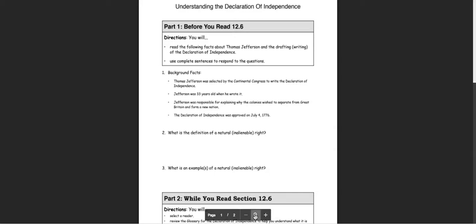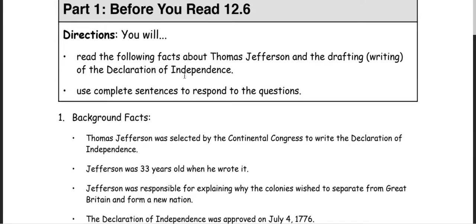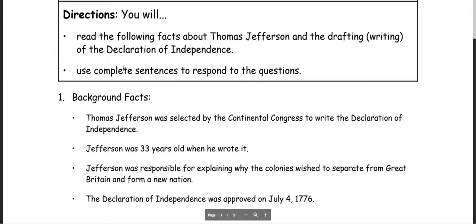So, understanding the Declaration of Independence. I know that after I finish this, I'm going to have a better understanding of the Declaration of Independence. First, before I read, you will read the following facts about Thomas Jefferson and the drafting or writing of the Declaration of Independence. So we're going to build your background knowledge a little bit. And then you need to use complete sentences when responding to questions. So whenever you see a prompt, use complete sentences. I'll give you some hints to help you with that.